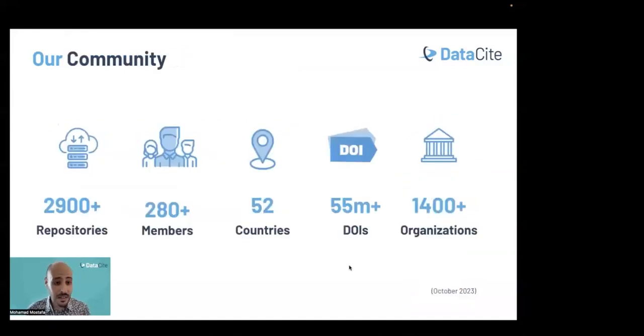This is a snapshot from the DataCite community. So we have more than 2,950 institutional repositories connected with us and using our open infrastructure to register their research output with DataCite DOIs. We have more than 280 members from 52 countries. And so far, we have issued 55 million DOIs. And overall, across the globe, we collaborate with 1,400 research organizations.